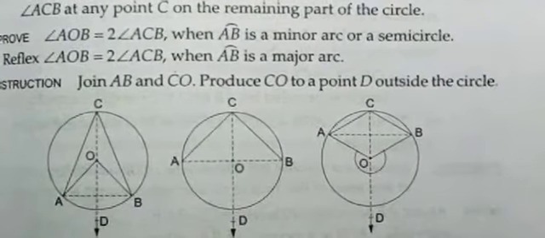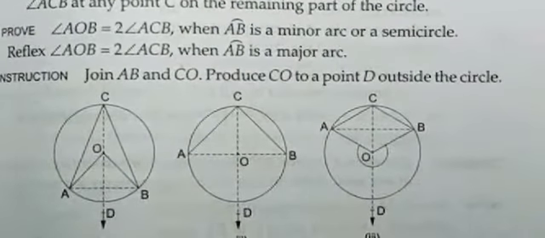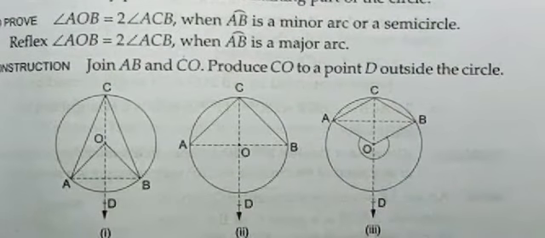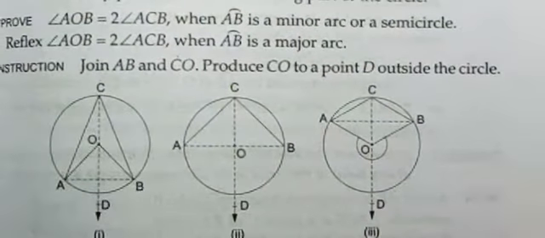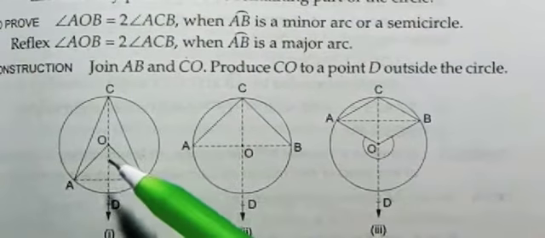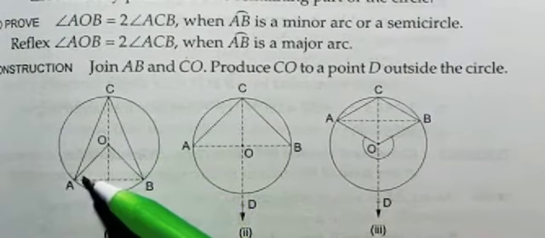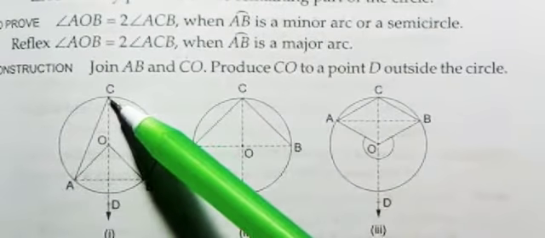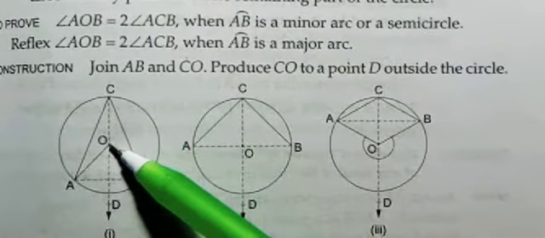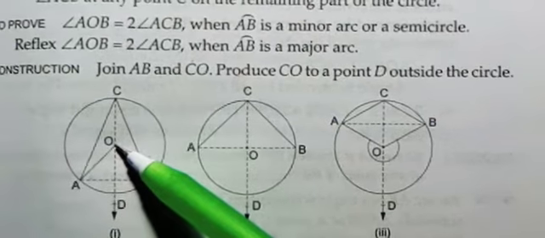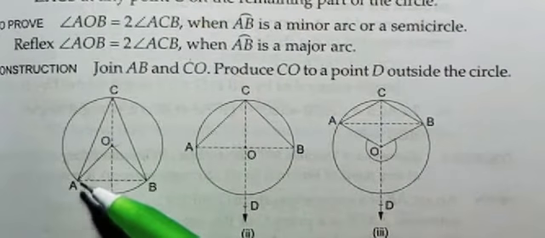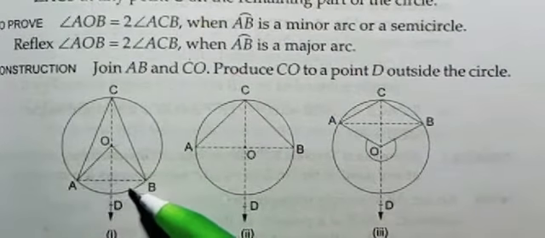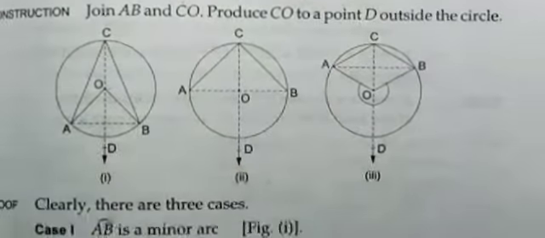Now I will discuss the proof to you so that you can understand it. As we can see in the first picture, we are getting one quadrilateral here. This is the point on the circle, this is the point at the center of the circle, and we are taking AB as a minor arc. Here three cases are arising.